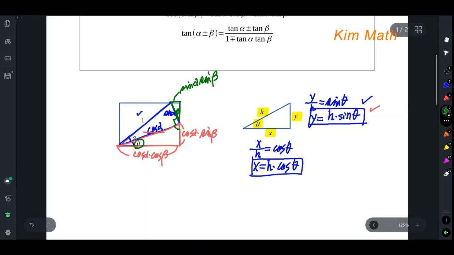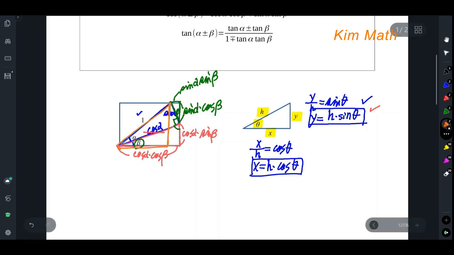Now how about the adjacent? Hypotenuse times cosine theta, in this case cosine beta. Is it okay? Okay, good. Now I will sketch one more triangle. I will use this color. Can you see this triangle?